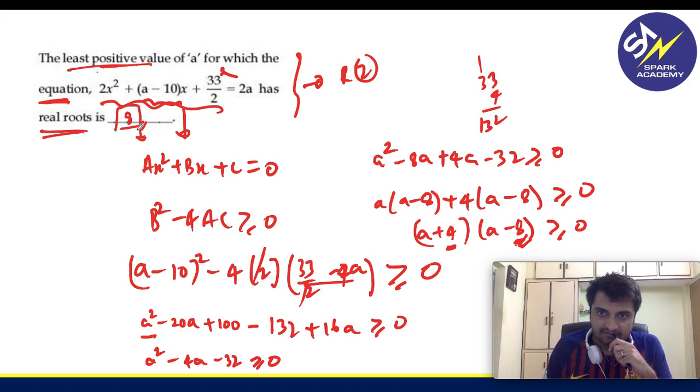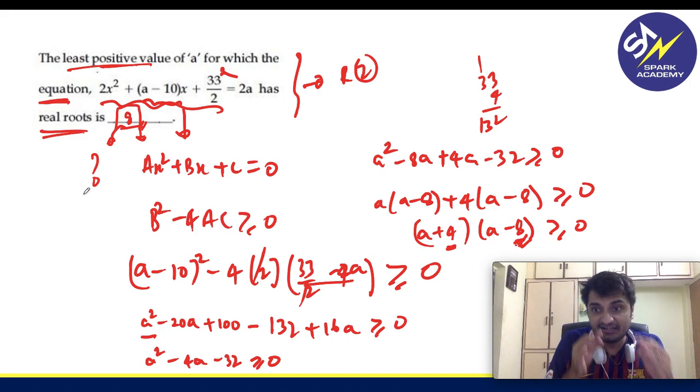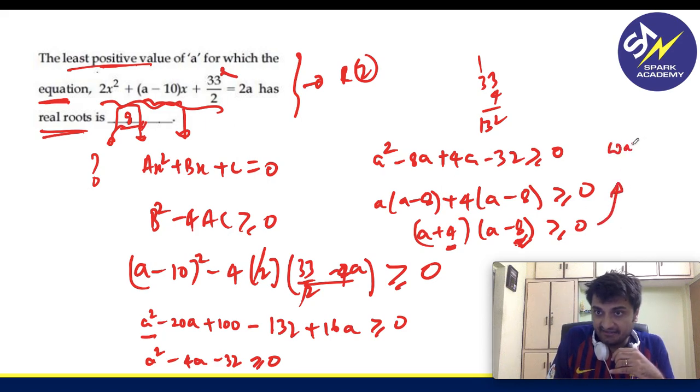Correct? So you need to verify, guys, again. You have to tell me whether 8 is the answer or is there any other. Least positive integer where it is real roots, right? So you can do hit and trial also, or if you remember, I had discussed wavy curve method.